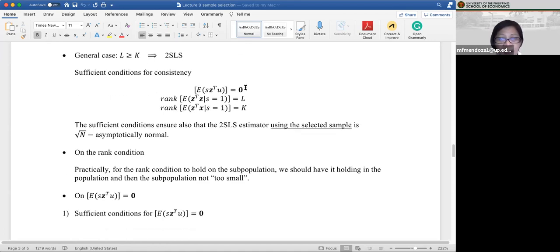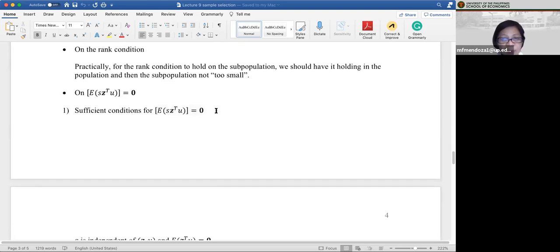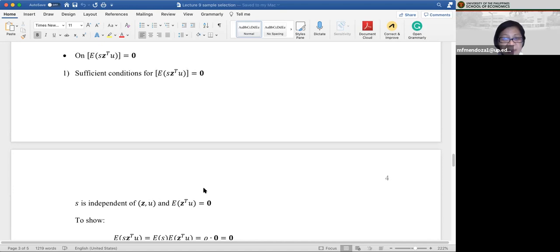How about this first condition? When would that hold? We have these sufficient conditions for that condition to hold, for this first equation to hold. The sufficient conditions are S must be independent of ZU, and the expected value of C transpose U is equal to 0. So S does not depend on CU. S is independent of ZU, and the expected value of C transpose U is equal to 0.